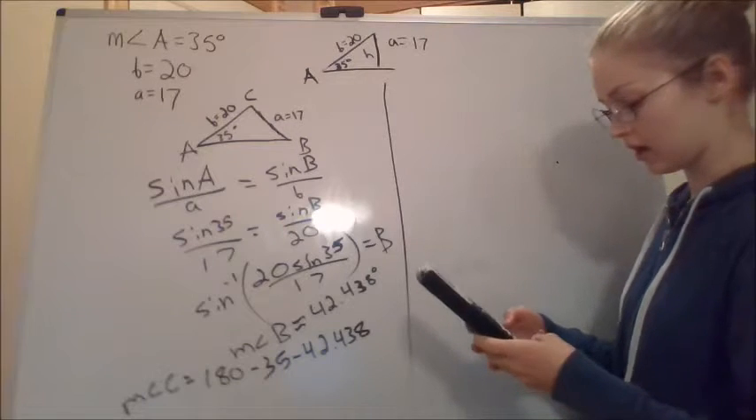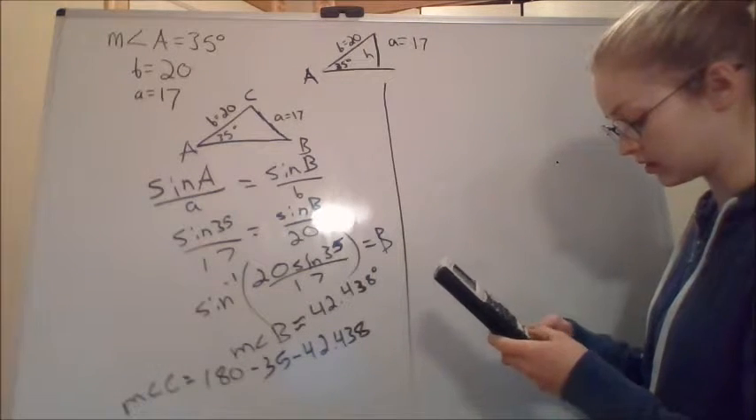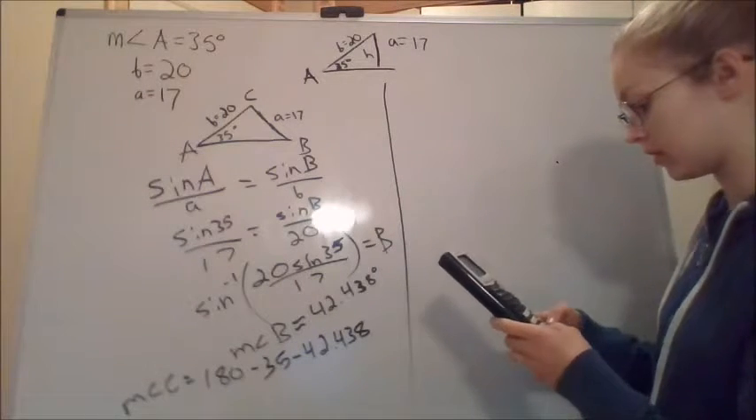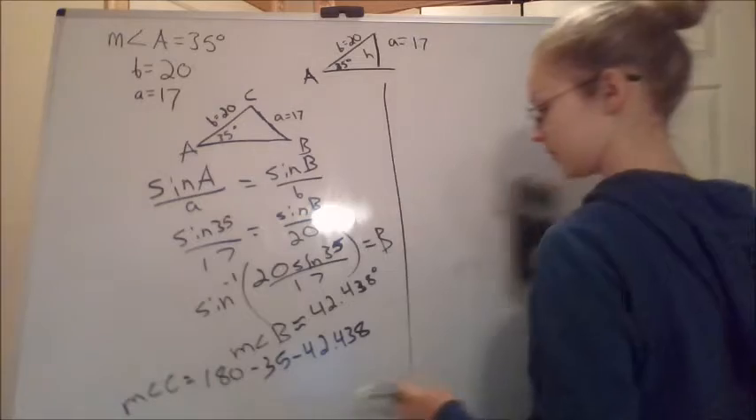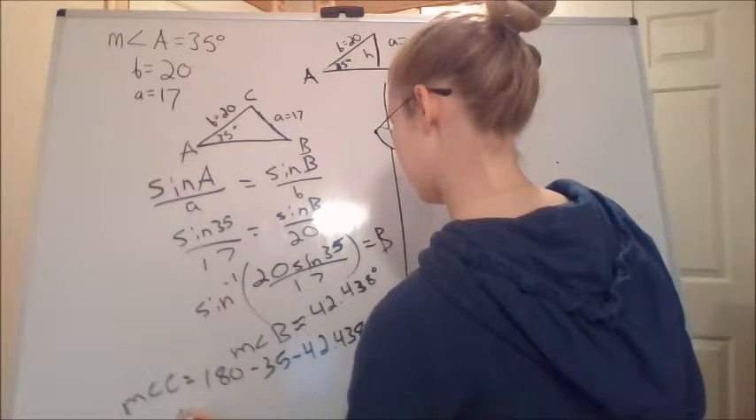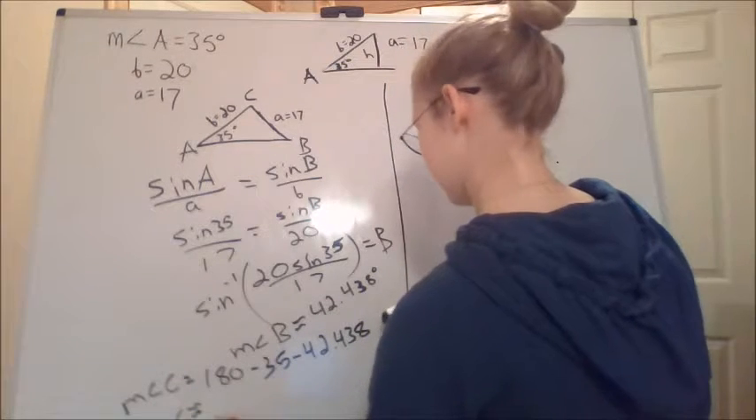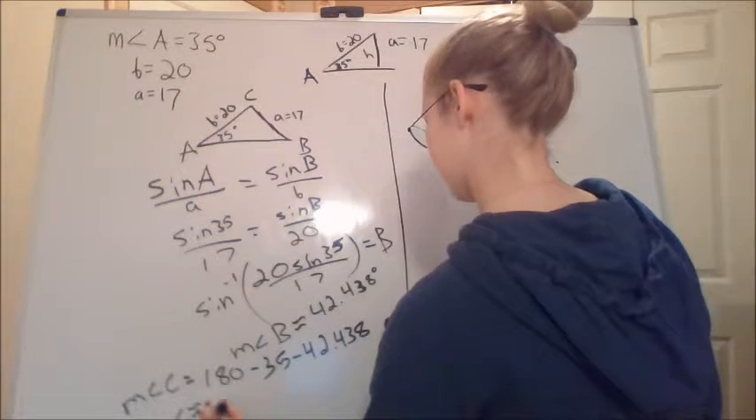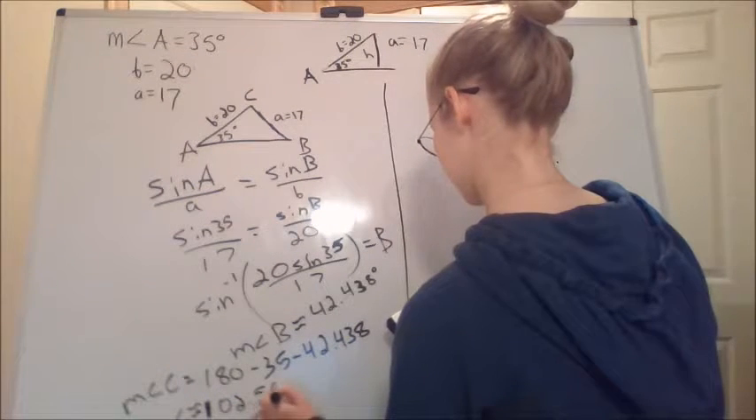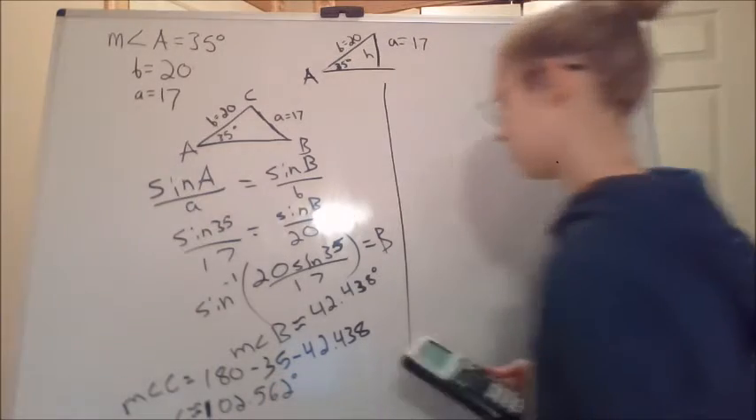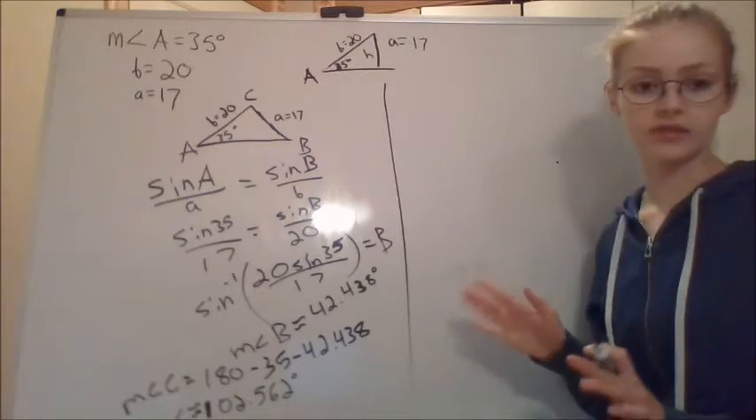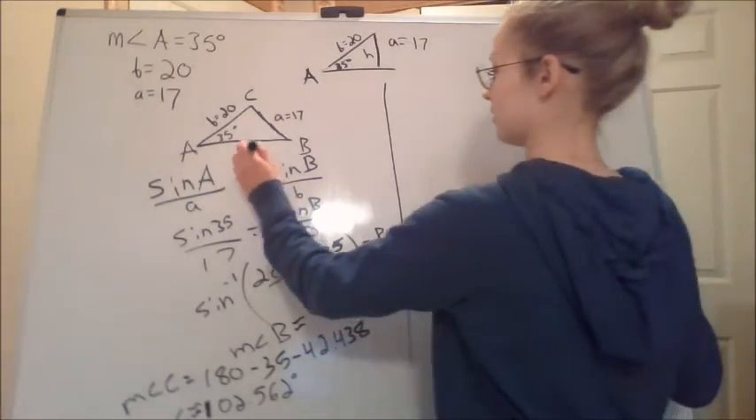So if we do that on the calculator again, 180 minus 35 minus 42.438, we're going to get that the measure of angle C is about 102.562 degrees. So now that we have that, we can use our law of sines to figure out C.